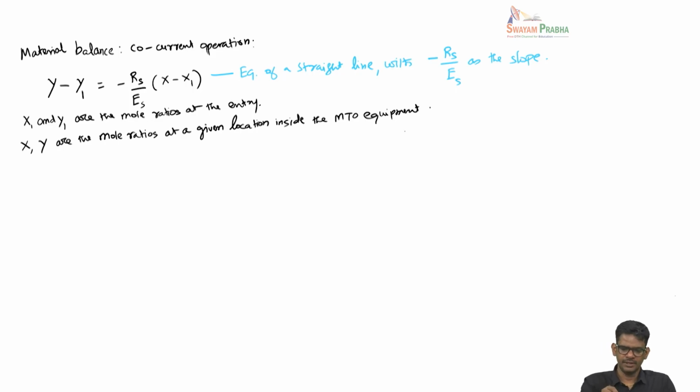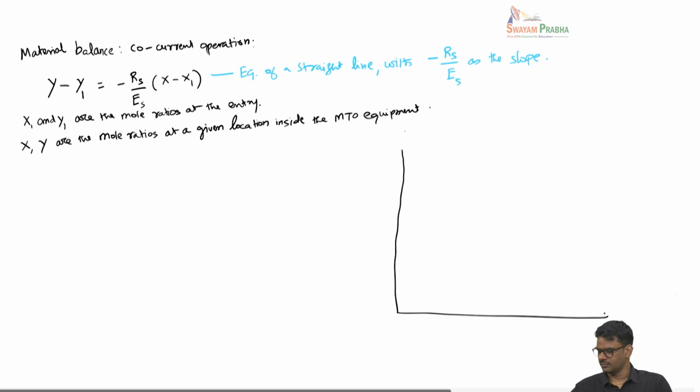Now what I would like to do is show this material balance line along with the equilibrium line and driving force line. So instead of plotting in mole fractions, let us plot these figures in mole ratio units. You can see this is a capital Y and capital X. These are all mole ratios, and this is your equilibrium line.